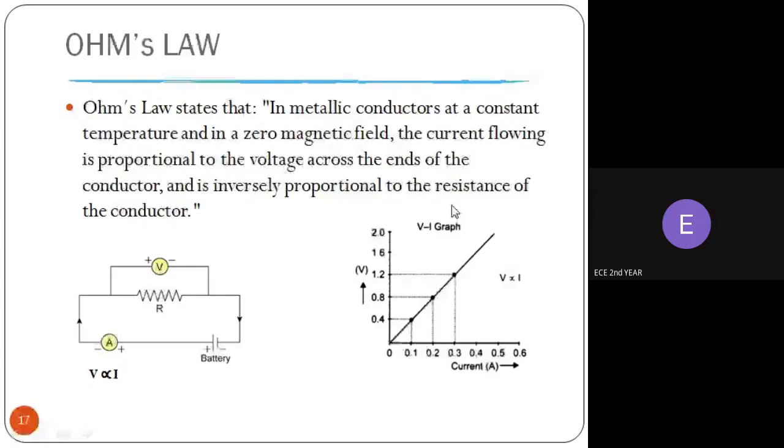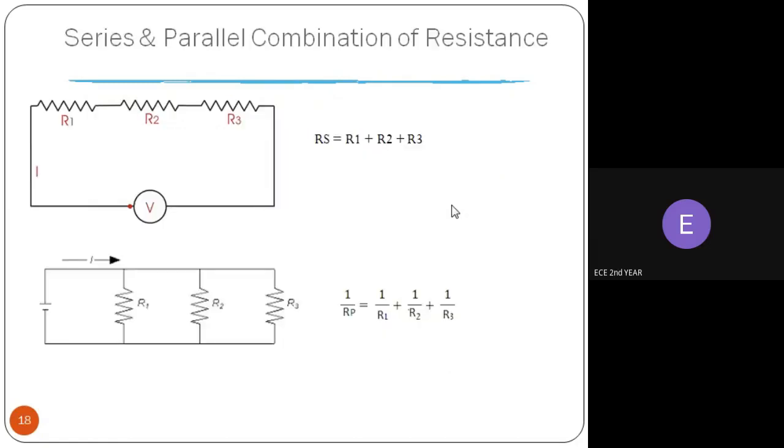There are some limitations under this Ohm's law. The conductors should be metallic conductors. Ohm's law could not be applied to other than metallic conductors, and this Ohm's law is applicable only when the temperature is constant. So these are the limitations of Ohm's law.